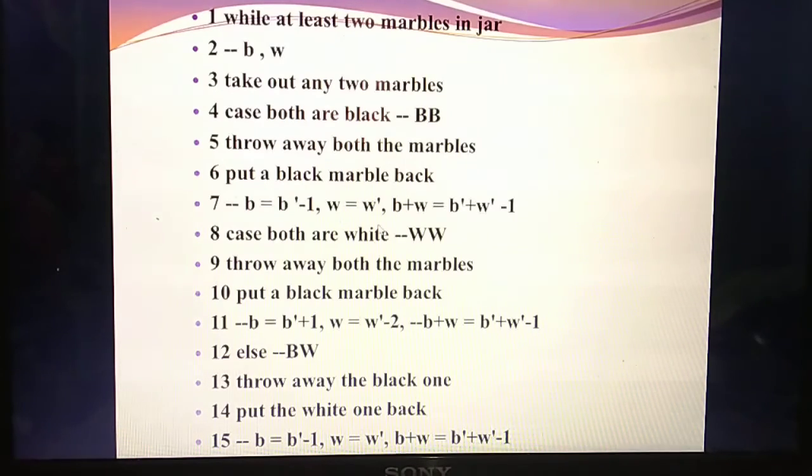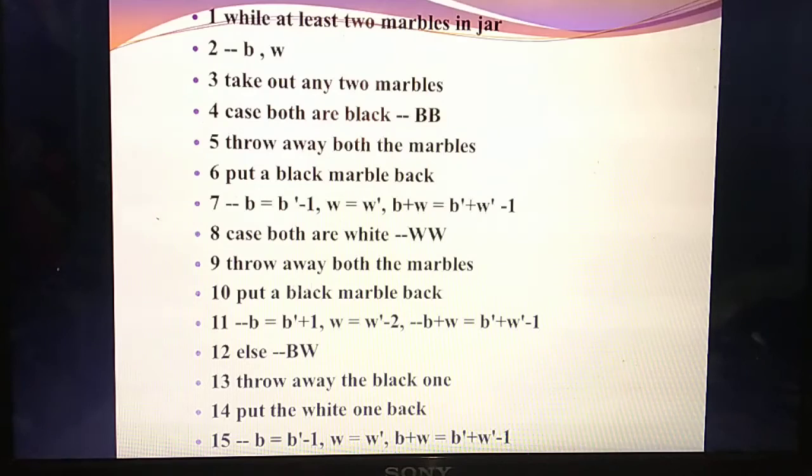Listen. From which marble are you taking outside? White. How many marbles? 2. So W equal to W dash minus 2. From the white, you are taking 2 marbles outside. Understand? W equal to W dash minus 2. That means from the white marble you are taking 2 marbles outside.